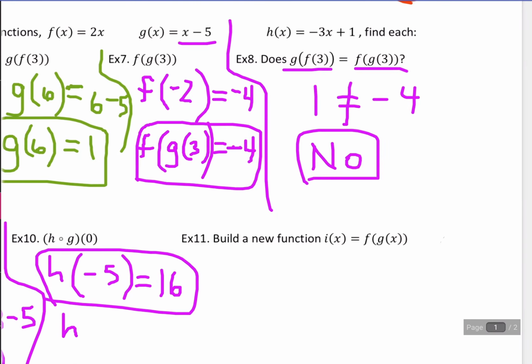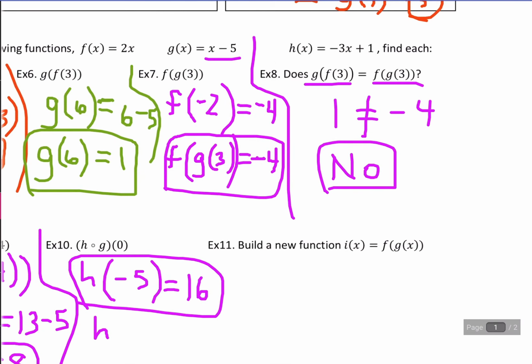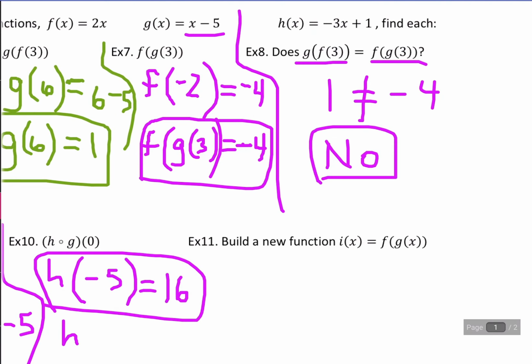All right, let's see. Number 11, we're composing functions. We're building a new function. So put the g of x into the f function and see what comes out. So we're building a new function, i of x. So we're going to put g of x into the f function. g of x is x minus 5.